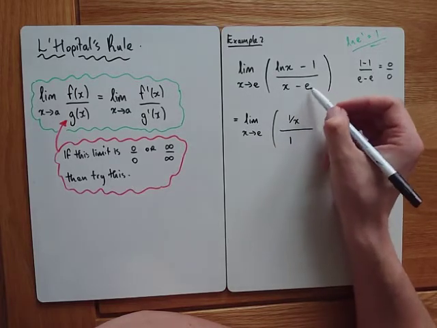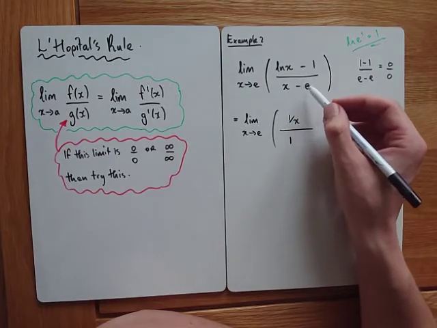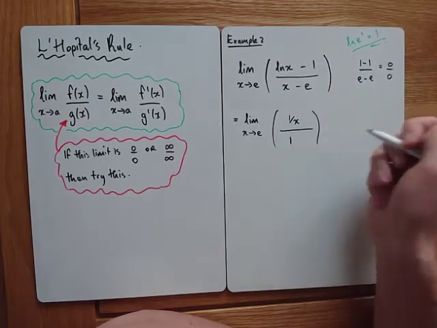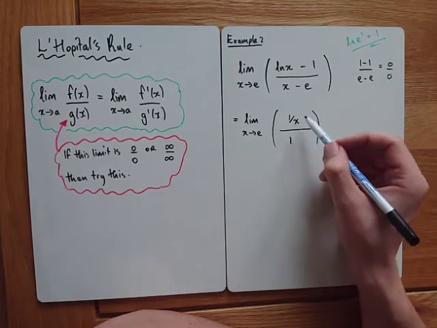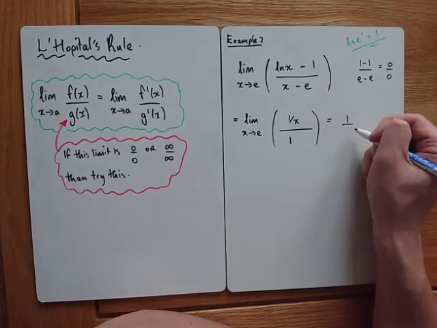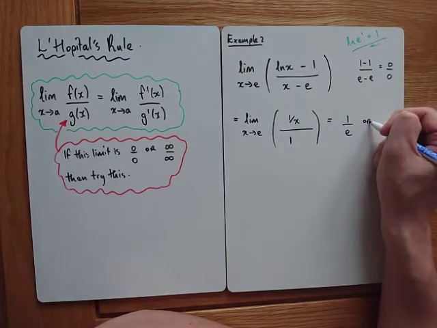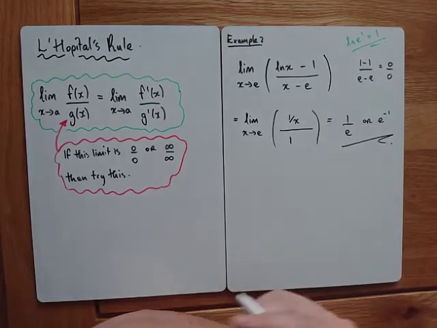e, don't forget, is just a constant, like 2.718. This is just a number. So when we differentiate that, it becomes 0. And now we can see that as x tends towards e, we've got 1 over x. So this would be 1 over e, or e to the minus 1.